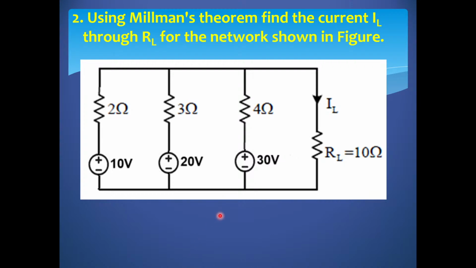I hope you have completed it. Here you can see there is a voltage source of 10 volts, another voltage source of 20 volts, and another of 30 volts. In series with the 10 volts there is a 2 ohm resistor, in series with the 20 volts there is a 3 ohm resistor, and in series with the 30 volts there is a 4 ohm resistor, and there is a load resistor here. Now let us solve this numerical problem.